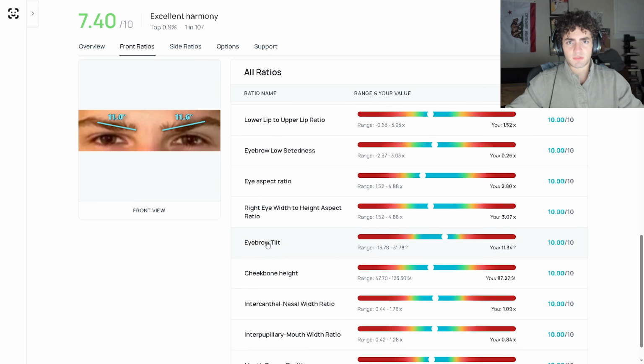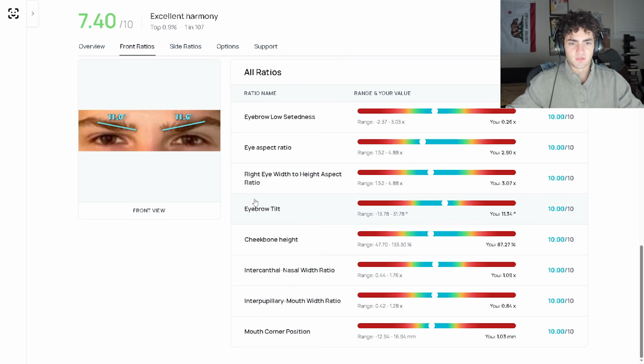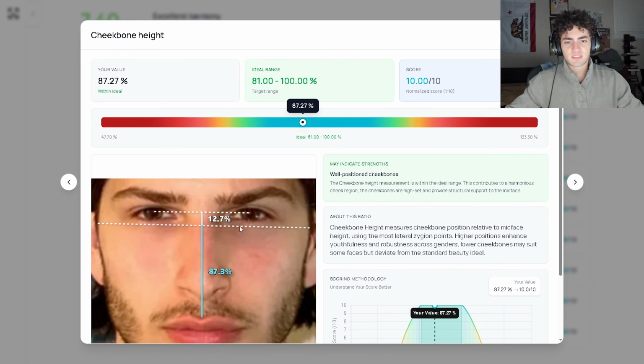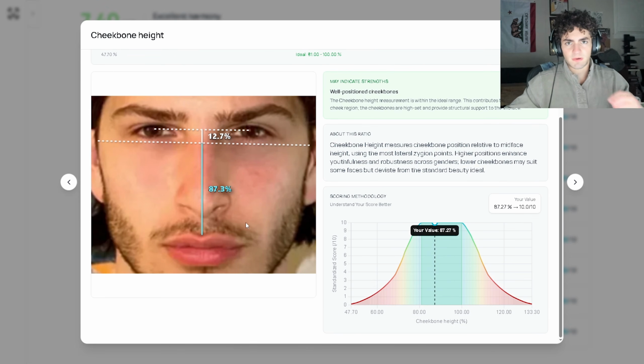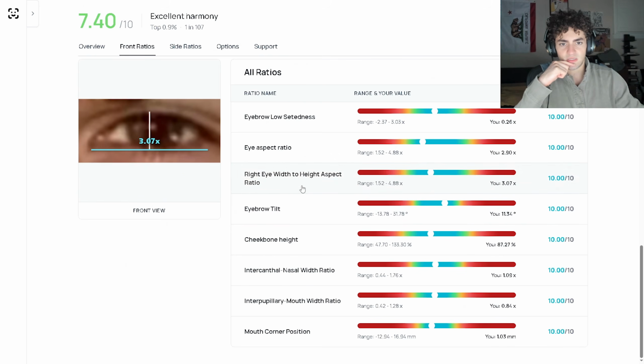And 11 degrees is pretty much what most people have. Not everybody has 11 degrees, of course. There's deviation to this type of stuff, obviously. But 11 degrees is the most average measurement for this. So yeah, ideal. Next is going to be cheekbone height, which is basically measuring how high set your cheekbones are in comparison to your mid-face. So the widest point in K Shami's face is 87% the height of his mid-face, which means that they're high set. Anything above 81% is high set. Yep, 81 to 100% is ideal.